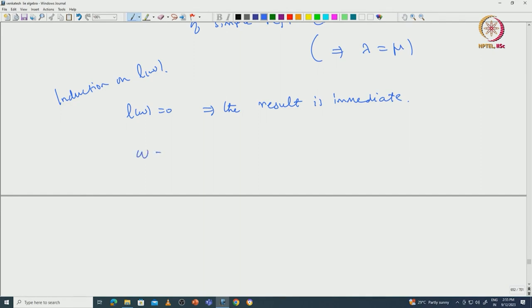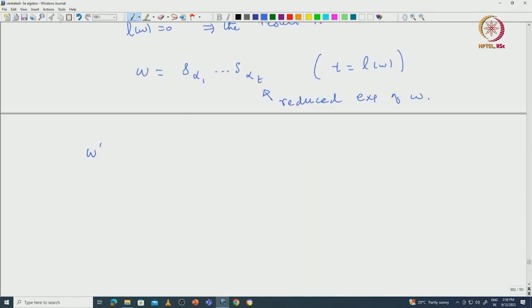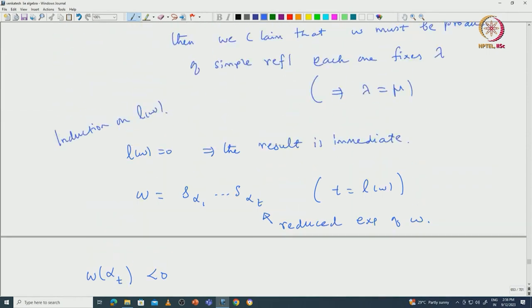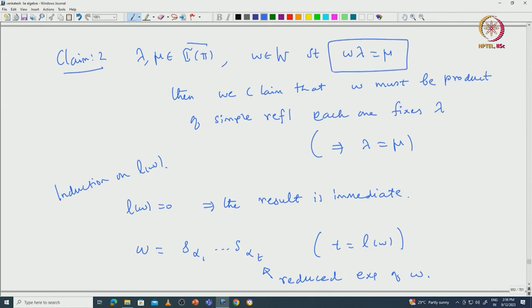For that purpose, we first write W as a product of simple reflections, and you can assume t is as small as possible, that means t is the length of W. So this is a reduced expression of W. Then we know immediately W of alpha t is negative. This is something we already proved, and we are repeatedly using this. W of lambda is mu, that is what is given. Both lambda and mu are inside C of pi bar.